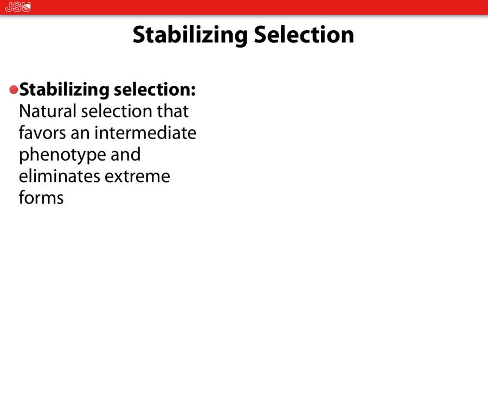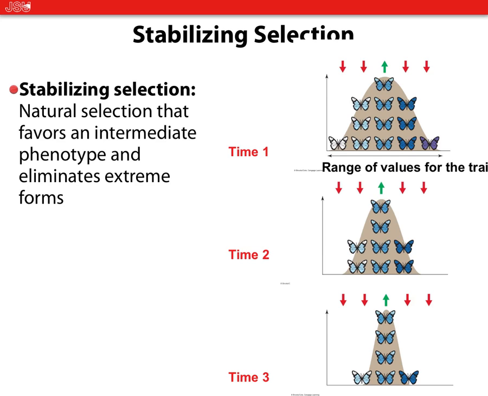Stabilizing selection is not the opposite, but it's more selecting for the average at the cost of the extremes. You're selecting for the most common phenotype. So relating it to heights, you're not selecting for people that are really short or very tall. You're selecting for the average height or the average of some feature.